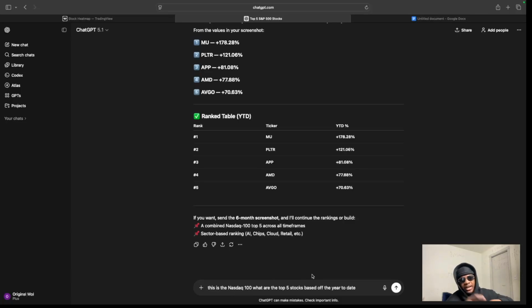And you might see a repetitive theme. Then we might get to the 3 month, 1 month, it might change up. So you might see repetitive stocks and companies, but I'd still go over all time frames.